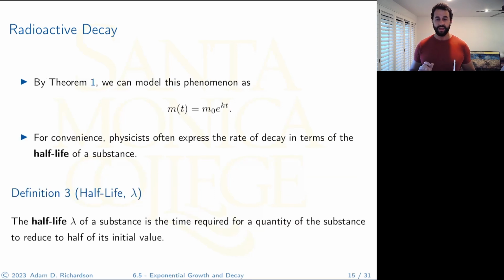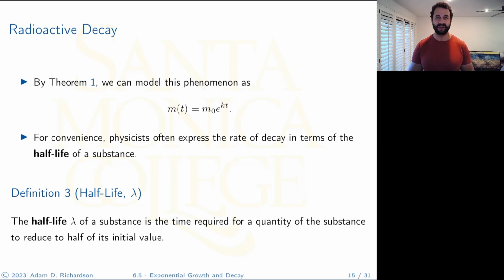All right. Now, again, by theorem 1, by the law of natural growth, we can model this phenomenon as the mass at any time t is given by the initial mass at time 0 times e to the kt for some relative growth rate k, right?